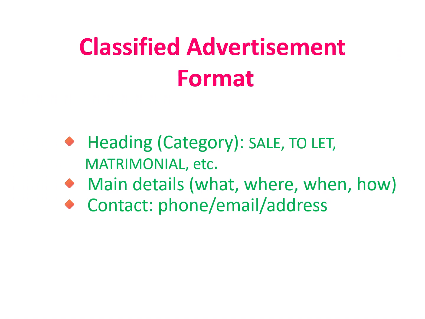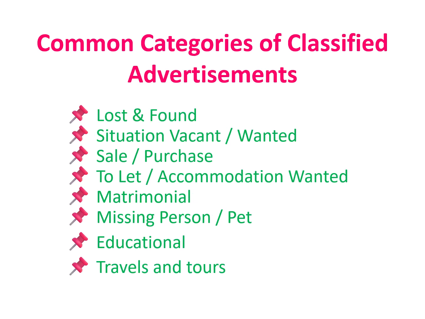The classified advertisement format begins with a clear heading like "To Let" or "Lost and Found," followed by the key details arranged logically, and ends with contact information. It's always enclosed in a box. In exams, classified advertisements may appear from several categories, such as lost and found, jobs, property, matrimonial, or missing pets. It's important to remember the specific style and structure for each.